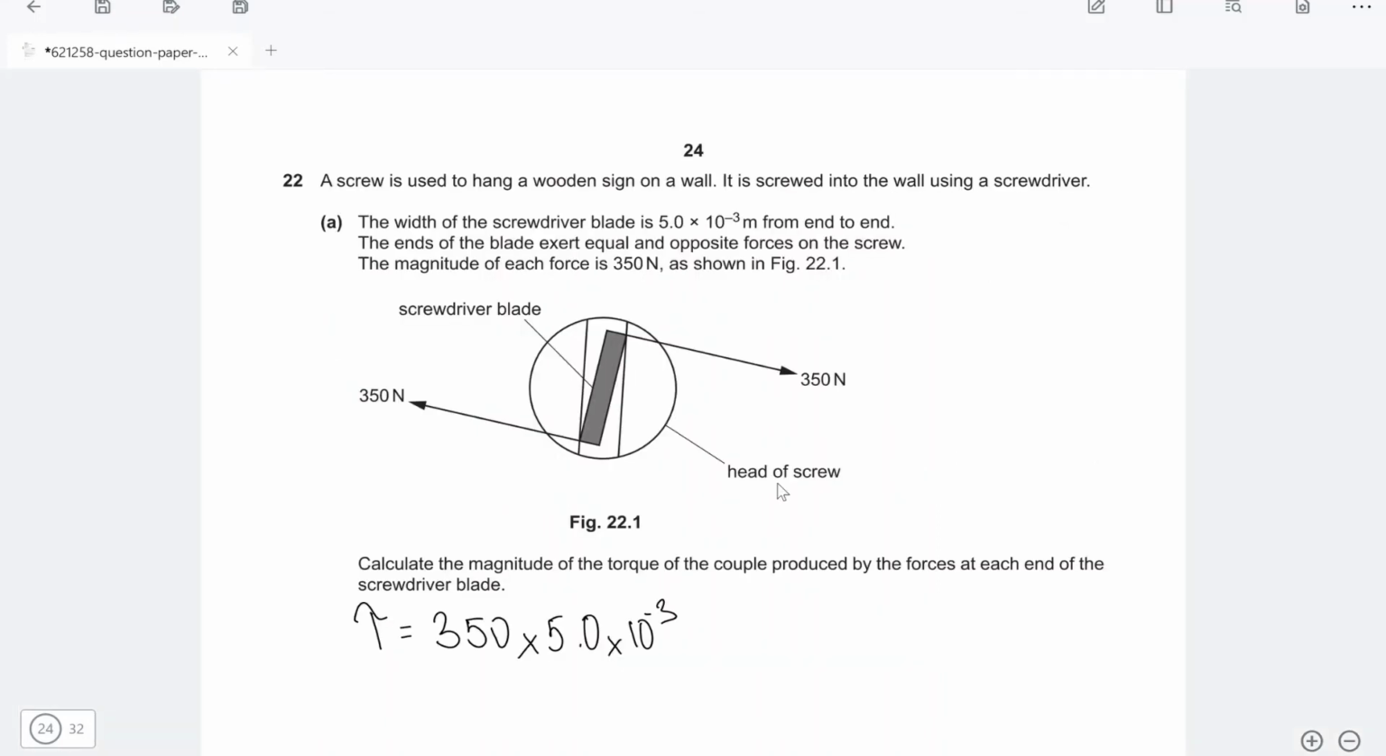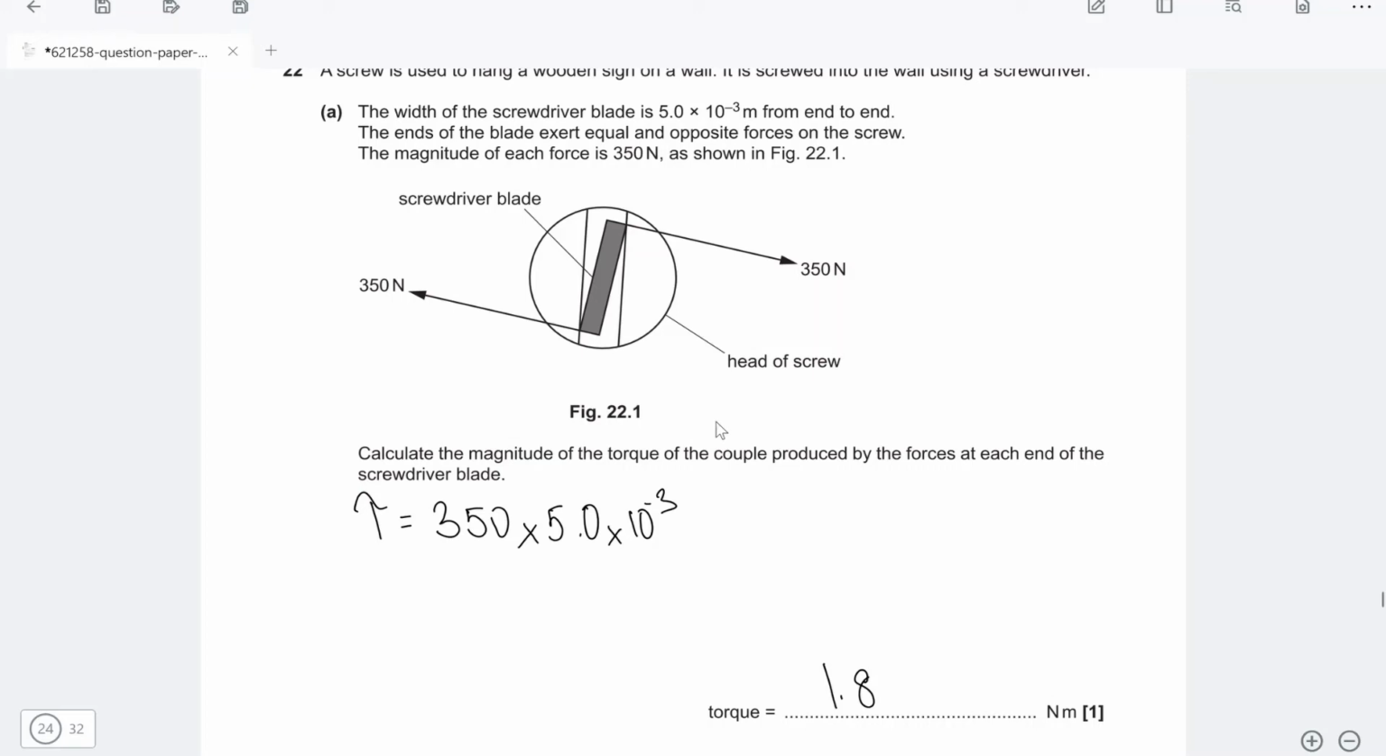So for question 22, this is essentially a torque question. We have a screw over here and we have two forces, 350 newtons acting this way, 350 newtons acting this way. To calculate the magnitude of the torque, remember the torque is given by the magnitude of one of those forces that create a torque couple multiplied by the perpendicular distance between them, which is 5 times 10 to the power minus 3. Plugging that into a calculator, we are going to get 1.8 newton metres.